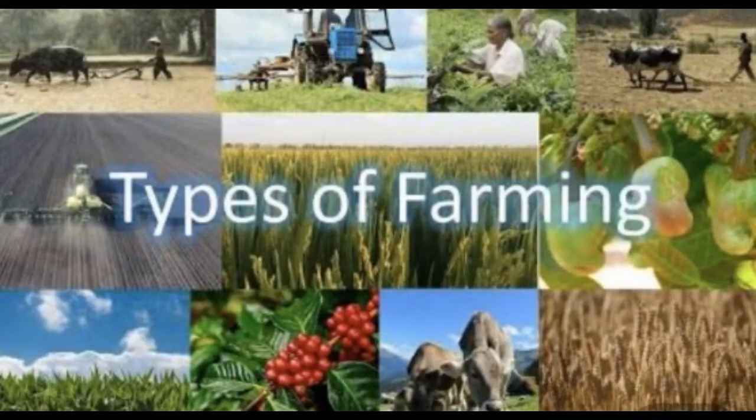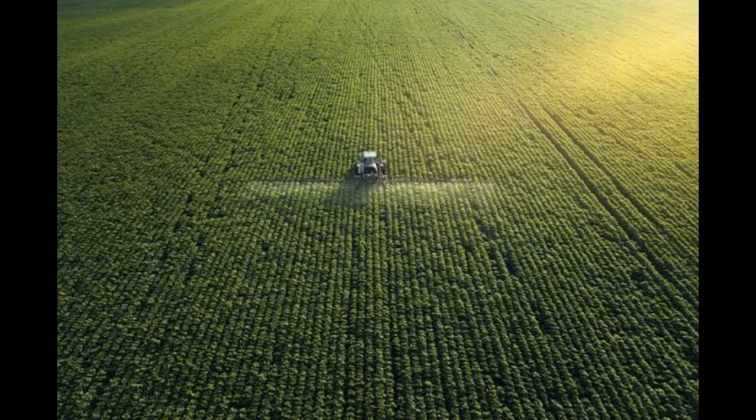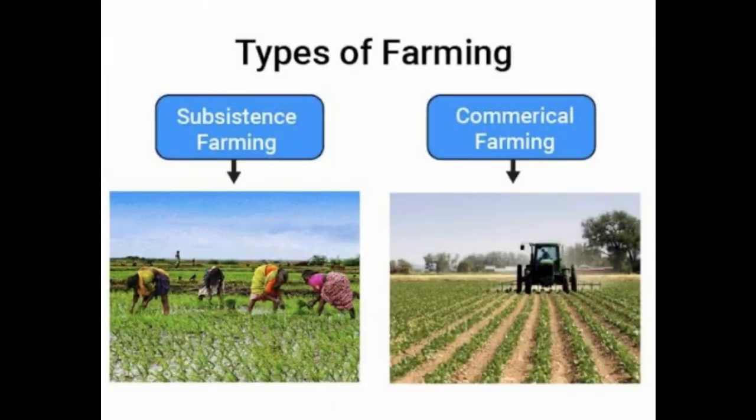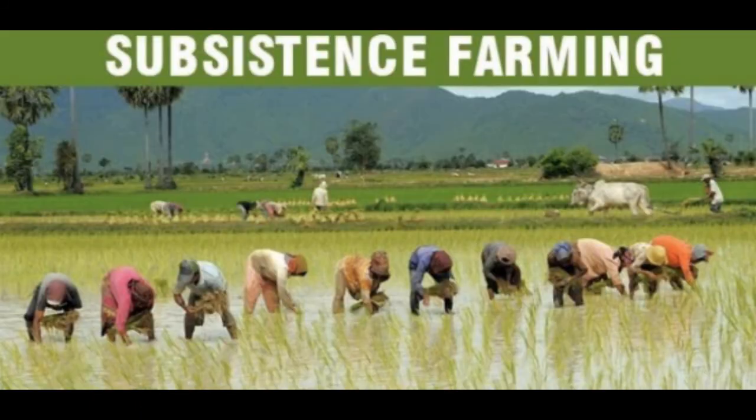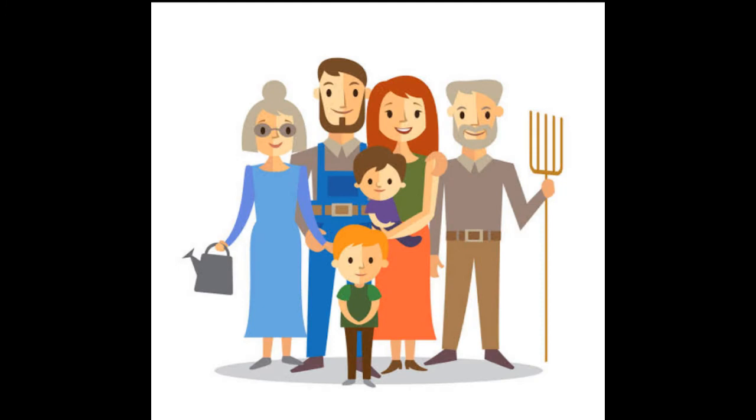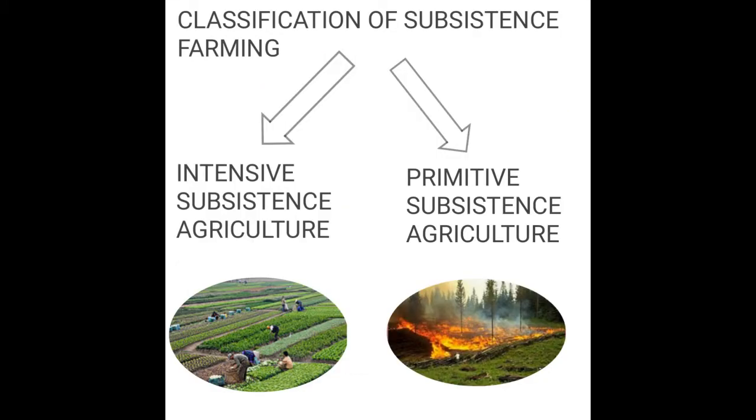Types of farming. Farming is practiced in various ways across the world. It can be classified into two main types. They are subsistence farming and commercial farming. Subsistence farming. This type of farming is practiced to meet the needs of the farmer's family. This can be further classified into intensive subsistence farming and primitive subsistence farming.